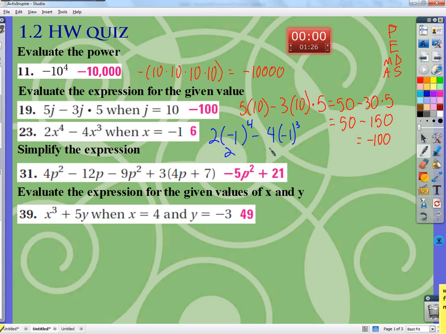2. What's negative 1 to the 3rd? Negative 1. You multiply by itself 3 times, you're going to have a negative 1. Negative 4 times negative 1, positive 4, 6. Simplify the expression, or we could say, what's another way to say that?